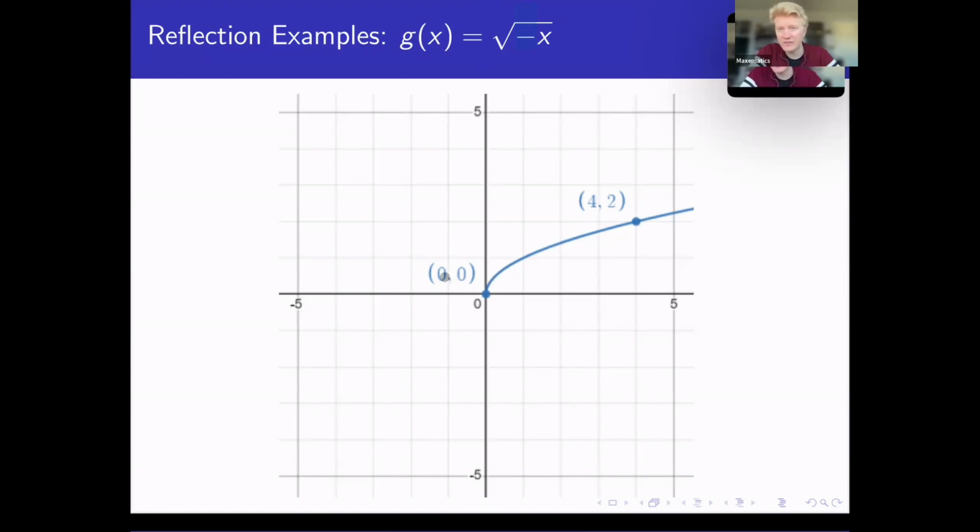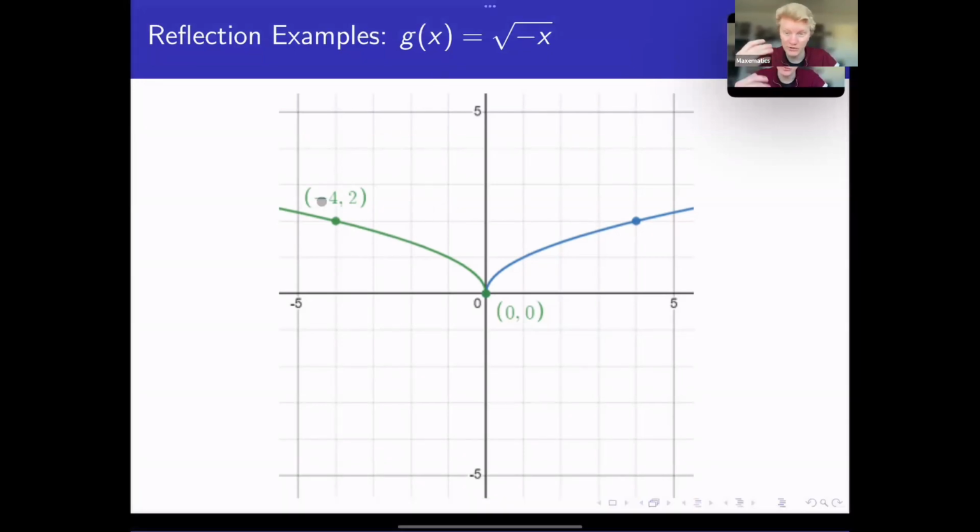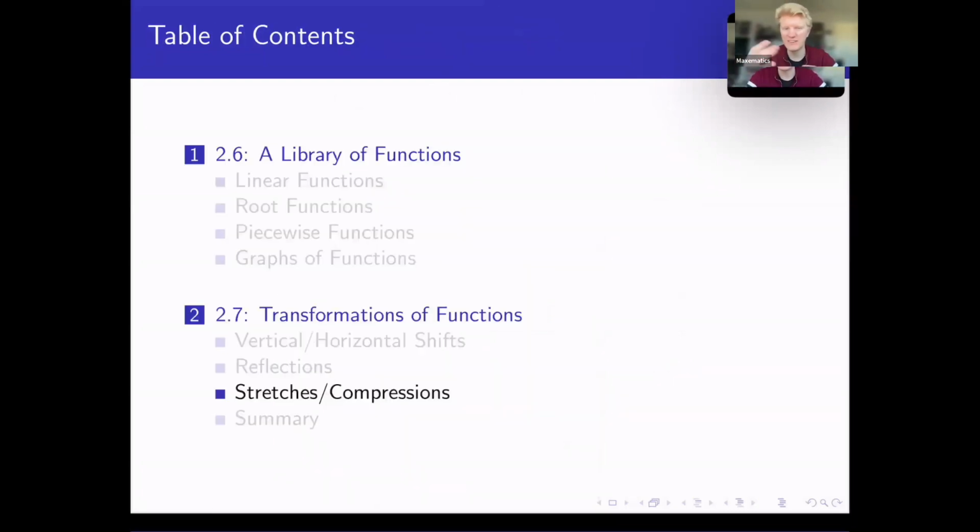Well, 0, 0 stays 0, 0, but 4, 2 becomes -4, 2. And it's actually kind of interesting because normally square roots need to be all positive, but if we're taking the square root of a negative x, well, the square root of negative 4 is the square root of positive 4, which is 2. So that's reflections. Not really scary.